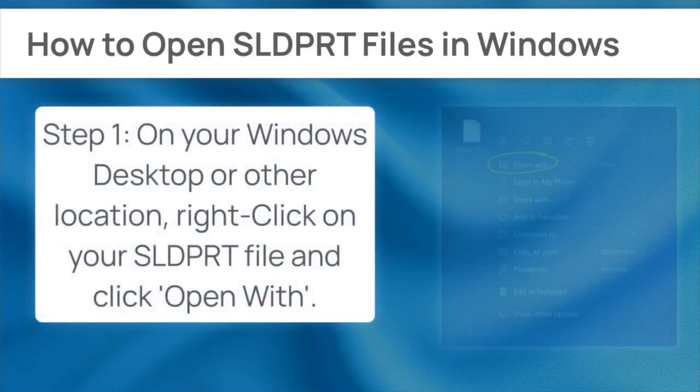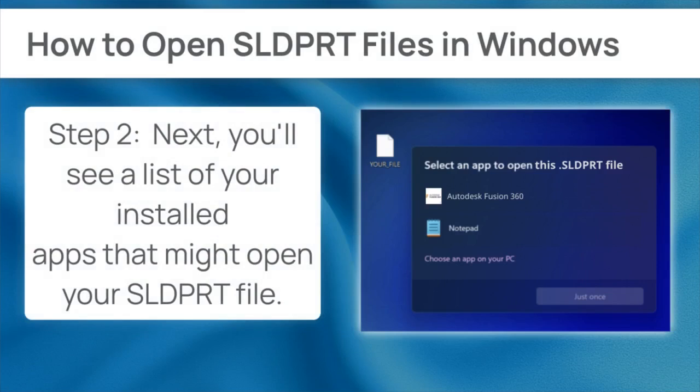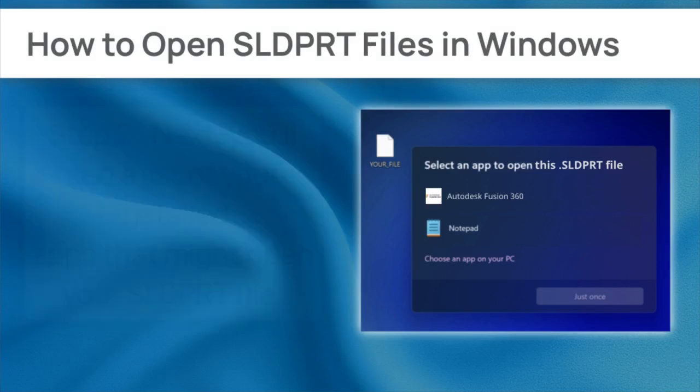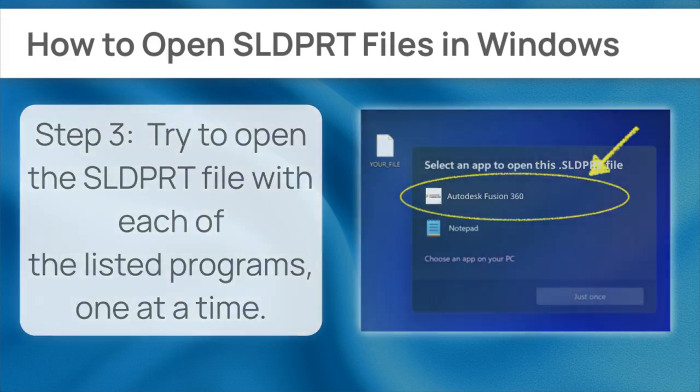Your key initial action: right-click the SLDPRT file and select Open With. If Autodesk Fusion 360 is installed, use it. If not, choose another program. Continue testing until the SLDPRT file opens.